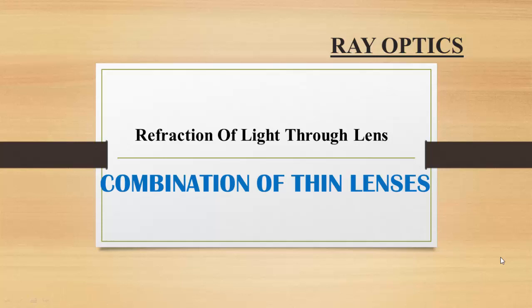Hello everyone. Today I am going to discuss combination of thin lenses. This is the last part of refraction of light through lens. In the last session I already told you there are three derivations in this part. Two derivations, lens maker's formula and thin lens formula, we already studied in the last sessions. Now this is the third part, combination of thin lenses.